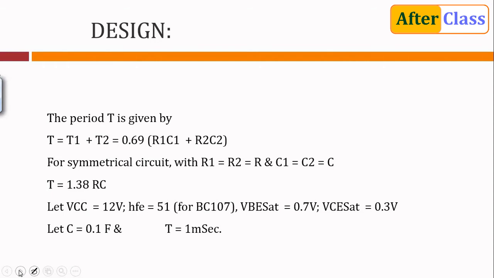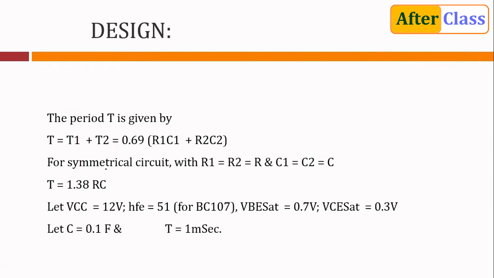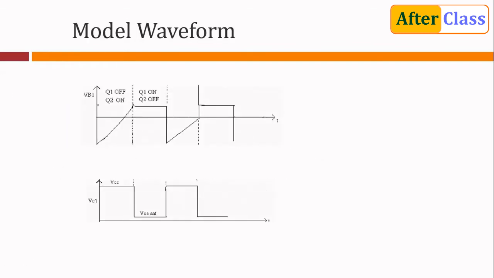So this is the design. You can go through it. This is 10 to the power minus 3, 10 to the power minus 6, and here any more changes, this has to be IC max. Okay, fine, these are some regular typos. This is the voltage across the base 1, and here, this is the output across VC1.